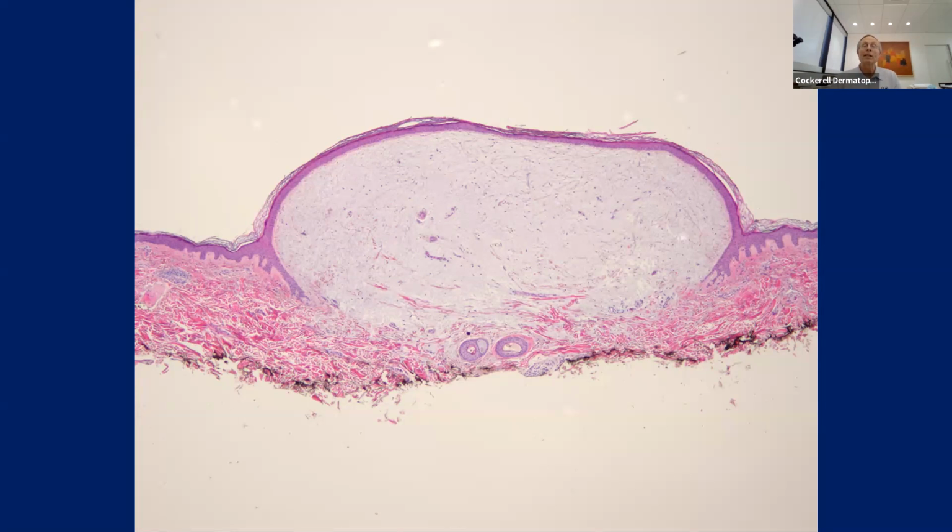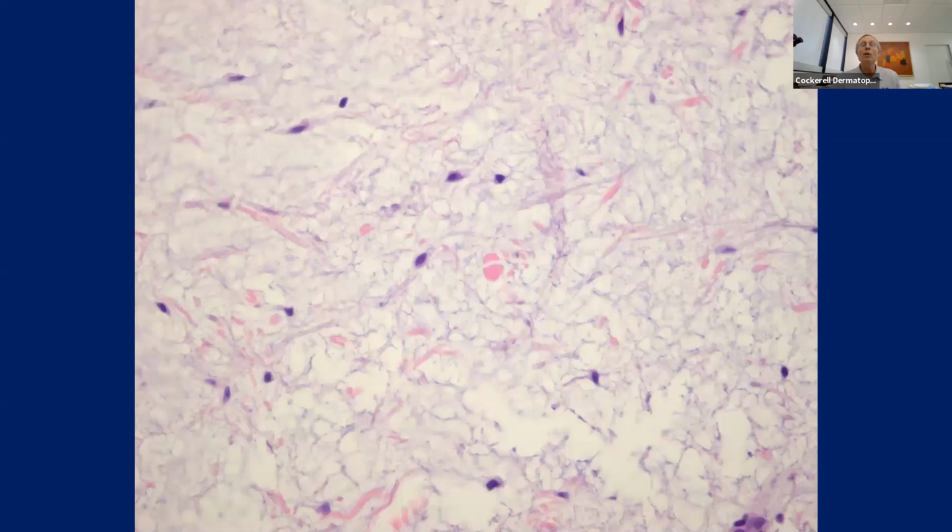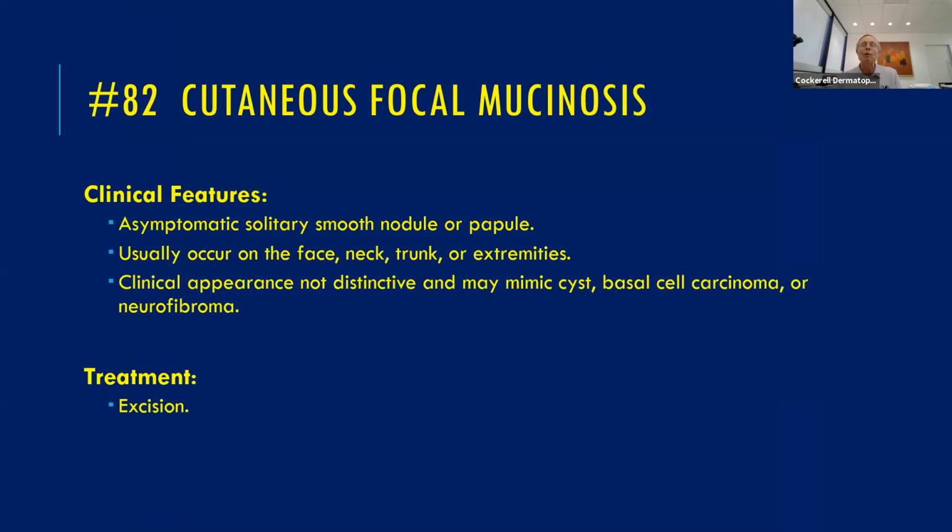You can also get myxoid changes in things like myxoid lipomas. You can get mucin in other kinds of cancers. And then you can also get myxoid lesions associated with systemic illnesses, with syndromes. So who knows where you get myxomas associated with cardiac disease and lentiginoses and things like that. What's the diagnosis there? Carney, good. So here, it looks like a little small papule. So this is just a little focal cutaneous mucinosis.